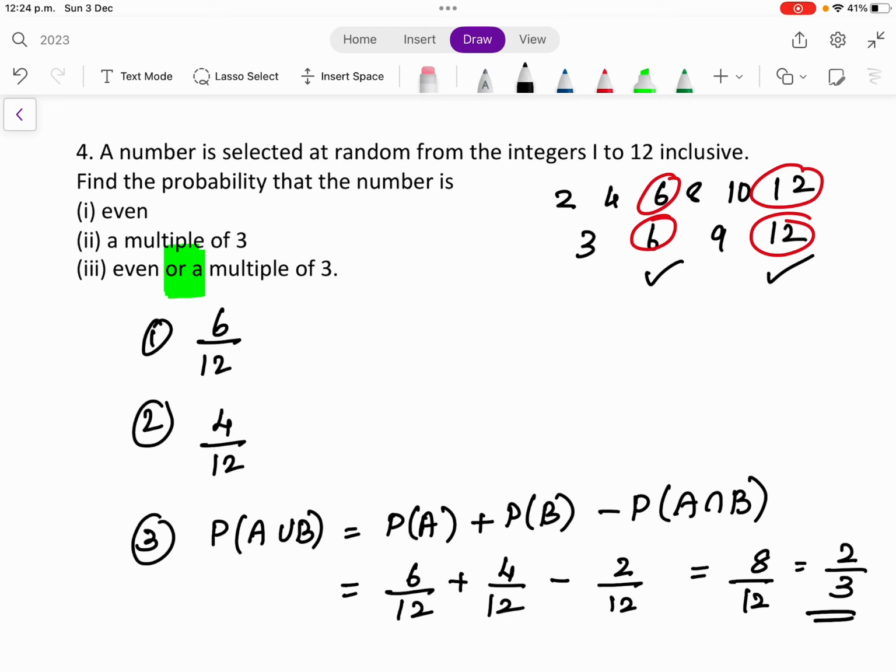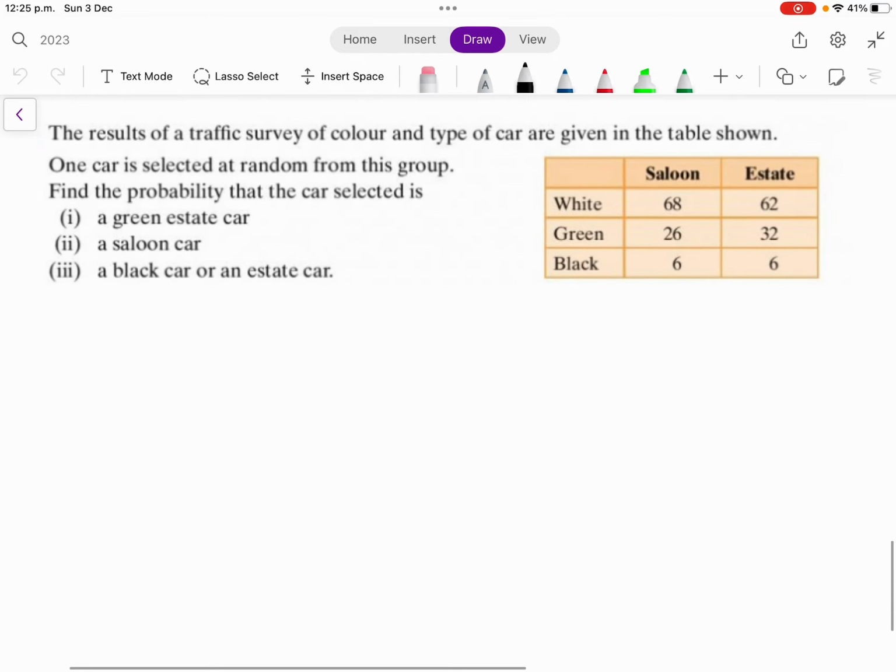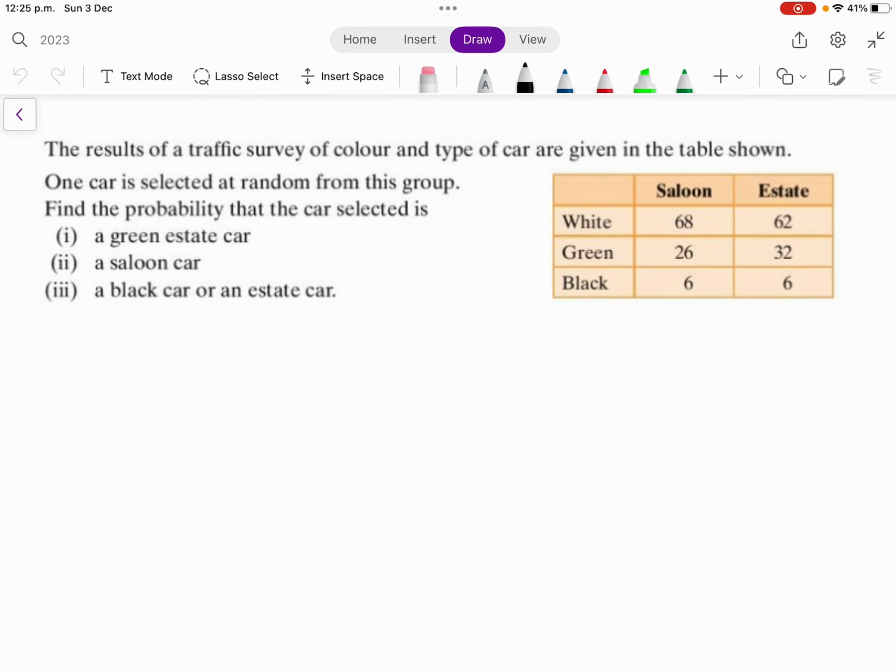Now let's take another question. Okay, so for this question, pause the video and listen to this lecture. Now find the probability that the car selected is a green estate car. In this question they haven't given the total number, so our first thing is to find the total. So the total is 100 here, the gross total is 200. So there are 200 cars here.